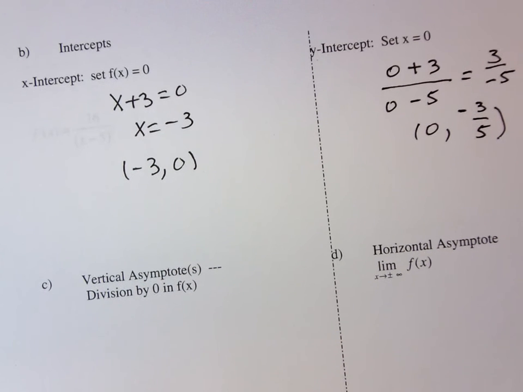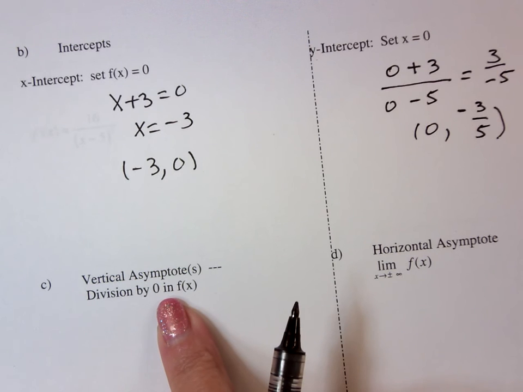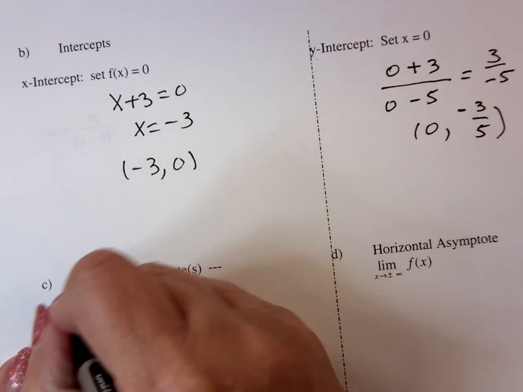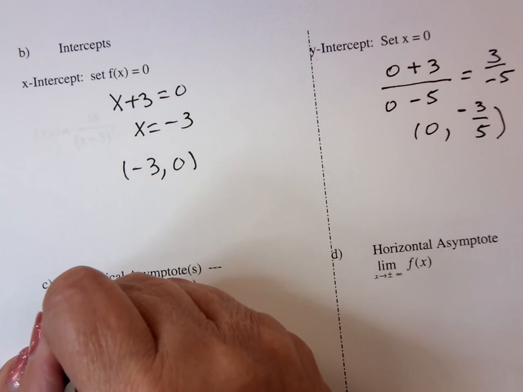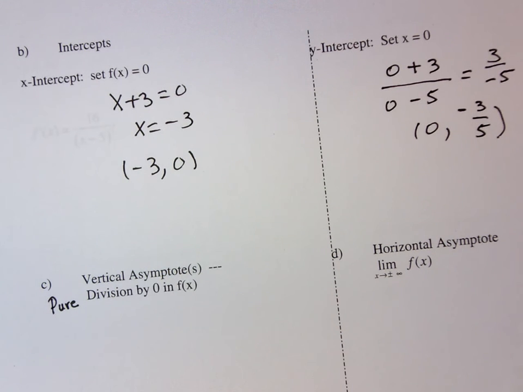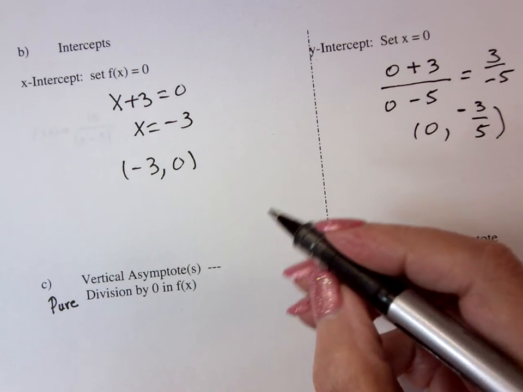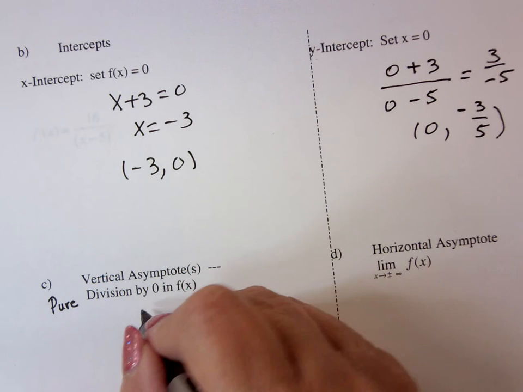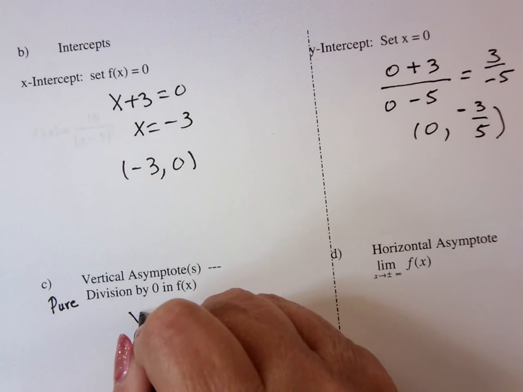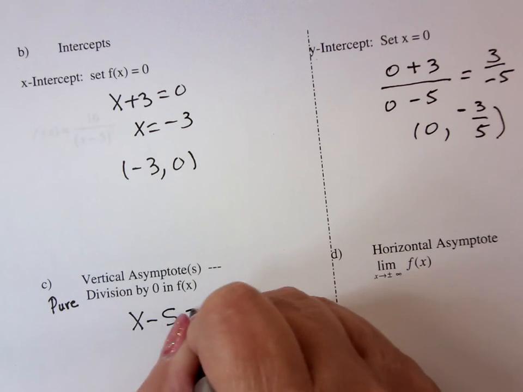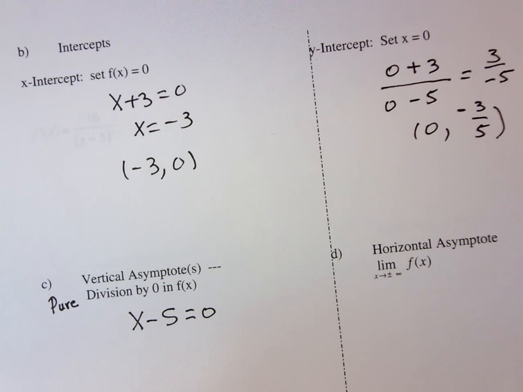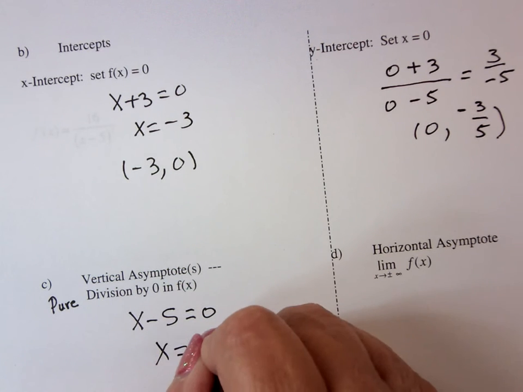The next thing I go after are the vertical asymptotes. That's where I have a pure division by 0. I should put the word pure in here, because we know 0 over 0 is a hole in the graph. It's not going to be a VA. But we do have one, and that comes from where the denominator equals 0, and of course that's x equals 5.